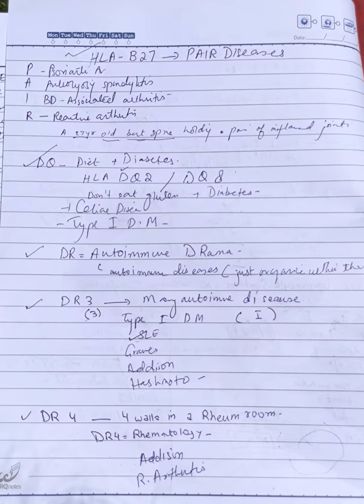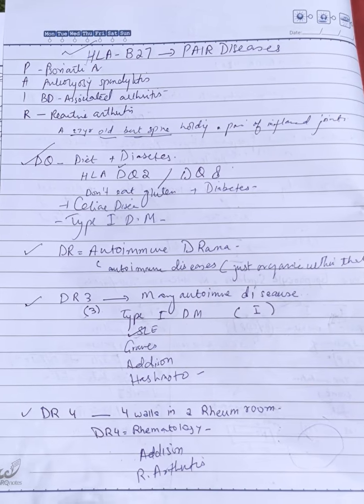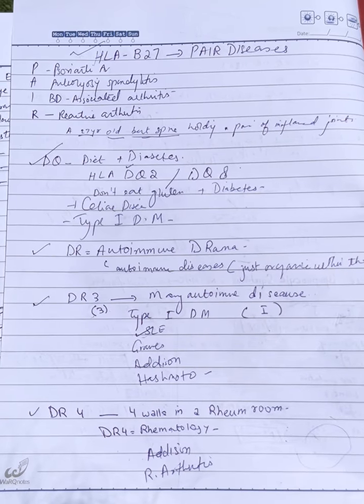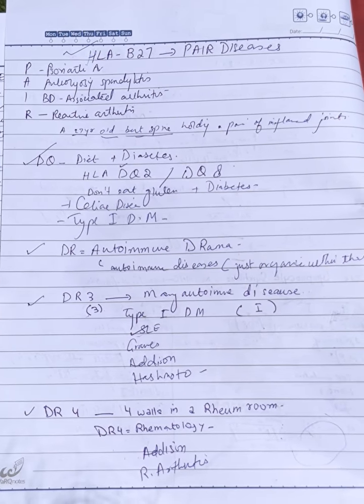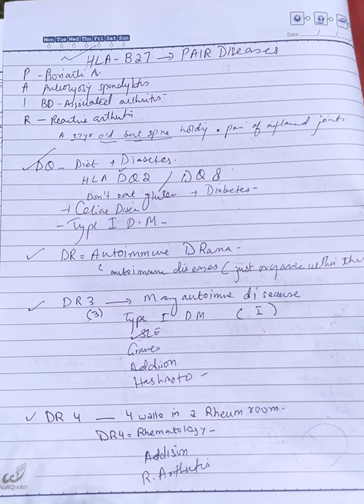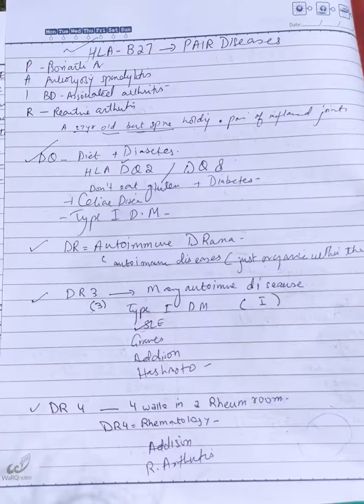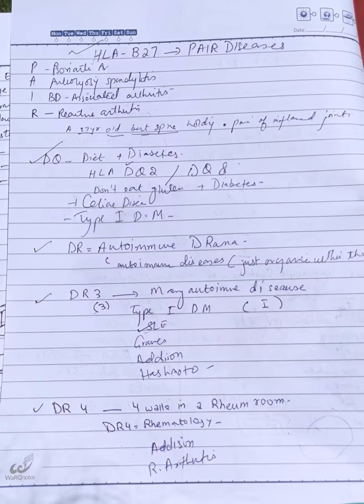And then there is a line: a 27-year-old with a bent spine holding a pair of inflamed joints. Then there are HLA-DQ2 and HLA-DQ8, for the diet and the diabetes. These HLAs are responsible for celiac disease and type 1 diabetes mellitus.